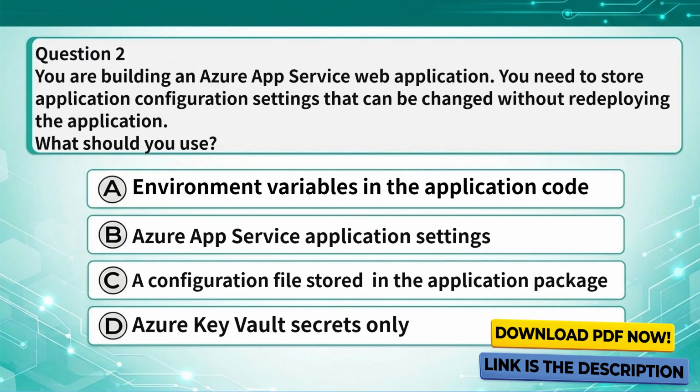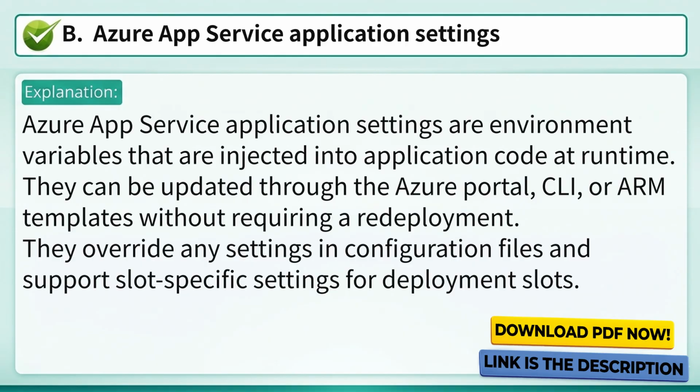Question 2. You are building an Azure App Service web application. You need to store application configuration settings that can be changed without redeploying the application. What should you use? A. Environment variables in the application code. B. Azure App Service application settings. C. A configuration file stored in the application package. D. Azure Key Vault secrets only. Correct answer. B. Azure App Service application settings.